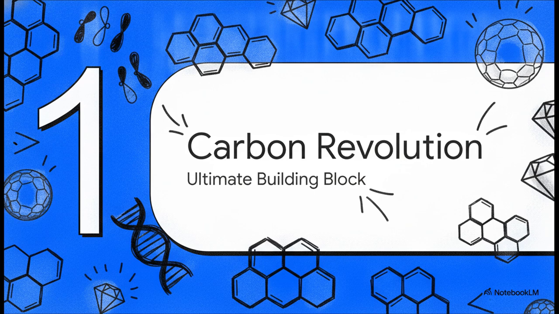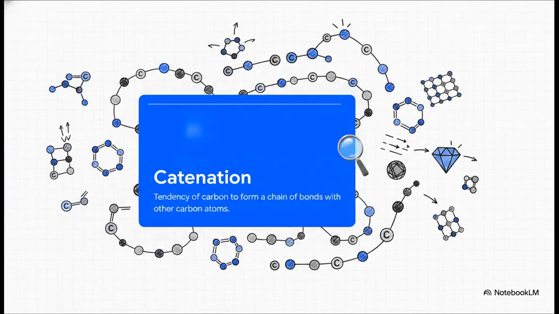This is all about why carbon is the ultimate structural material for life on Earth. The real secret behind this whole revolution basically boils down to one absolute superpower: catenation. See, carbon has 4 valence electrons, which means it really wants to form 4 covalent bonds to become stable. And because the bond between 2 carbon atoms is incredibly strong, carbon has this unique, amazing tendency to link up with itself. It forms these massive, continuous chains and rings.